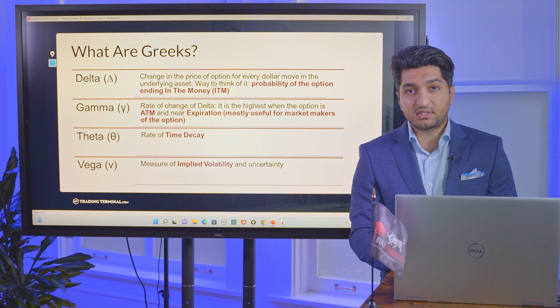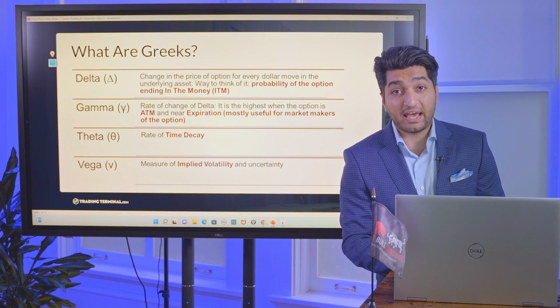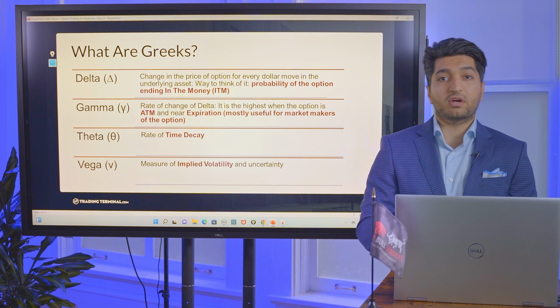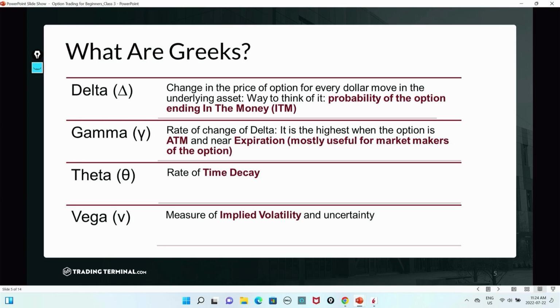So, what are Greeks? Let's talk about the most important ones, and I'll give you some examples so you really understand them very well. Delta. Delta is the change in the price of an option for every dollar move in the underlying asset. An easy way to think of it is the probability of the option ending in the money. And I'll show you a lot of examples in the next slide.